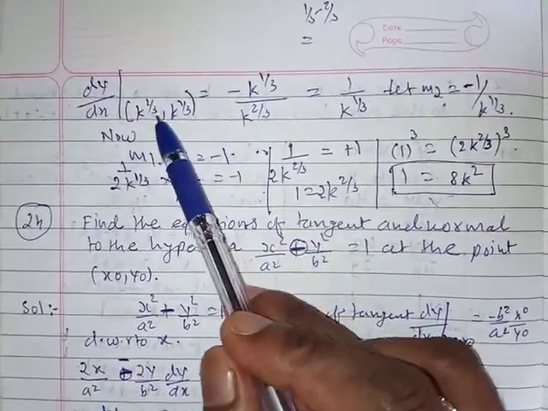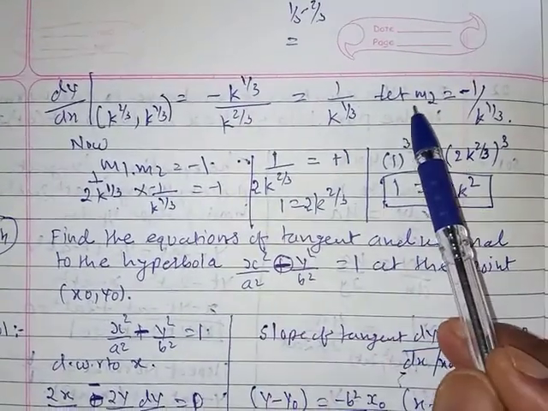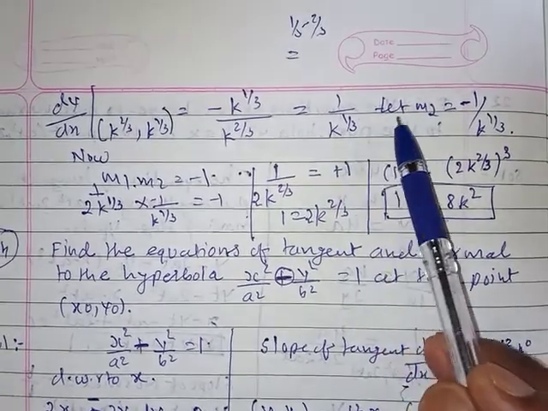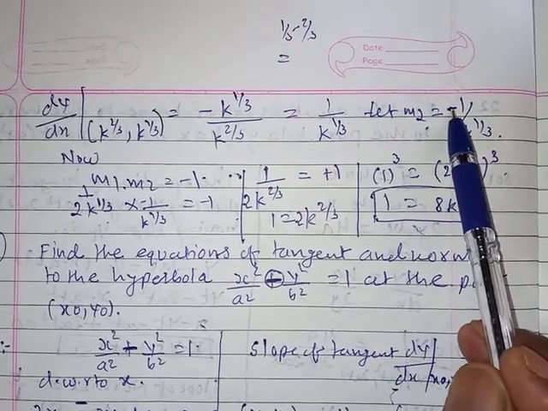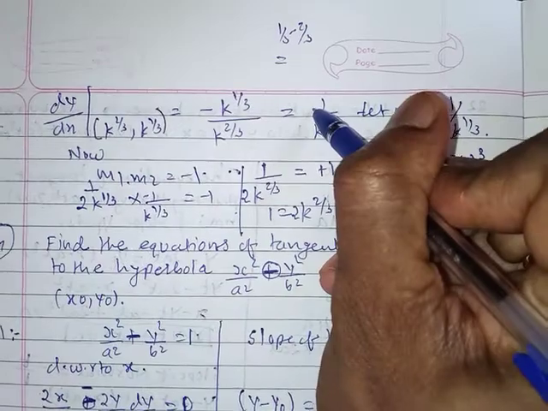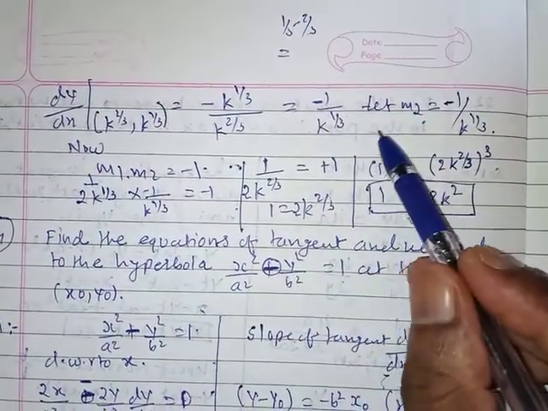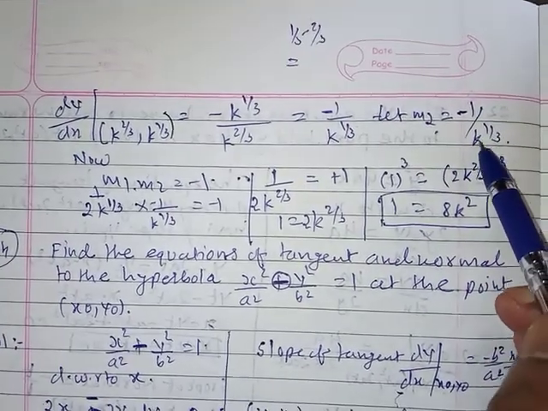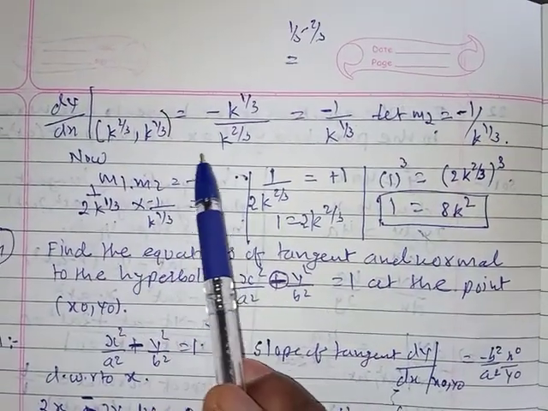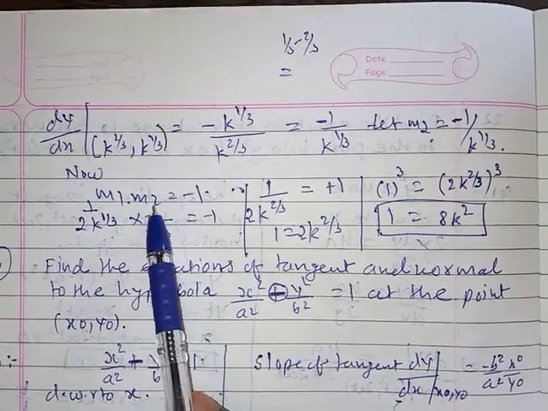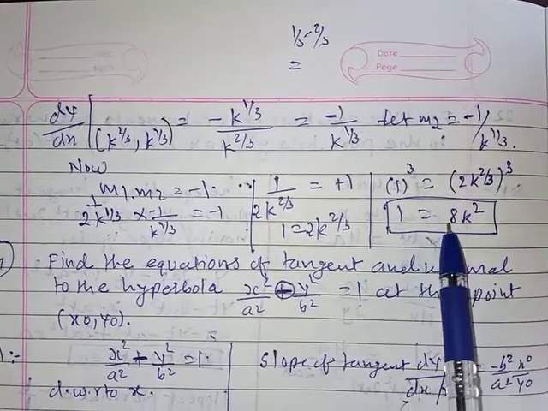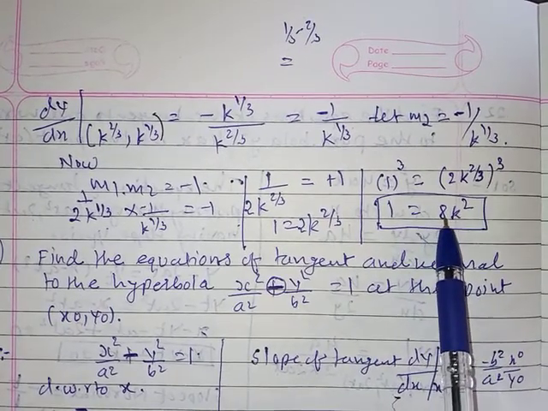If you check it and substitute the value, you will get m2 equal to minus 1 upon k^(1/3). But they are perpendicular to each other, therefore m1 into m2 is equal to minus 1. If you multiply and simplify this, you will get this value, 1 is equal to 8k squared.